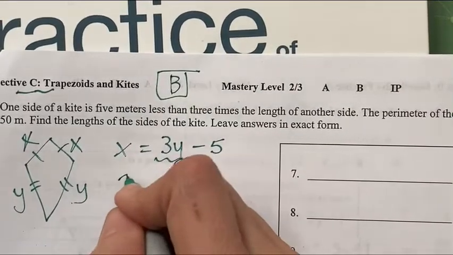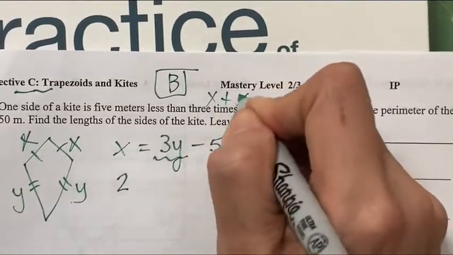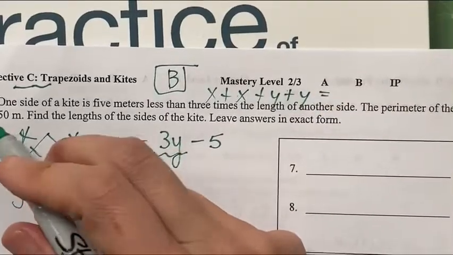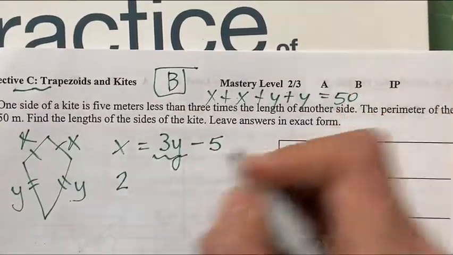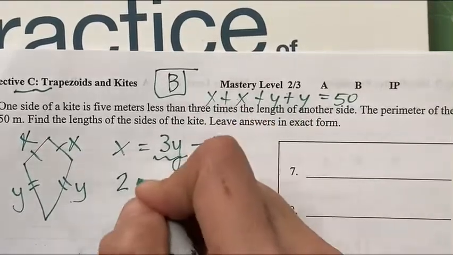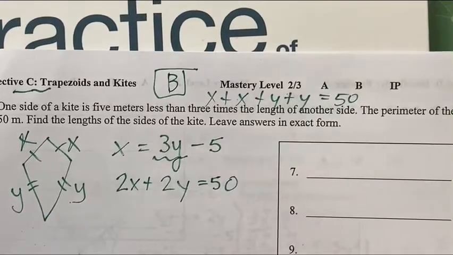Now what else? Well, we know that the perimeter would be x plus x, add up all 4 sides would equal the perimeter, and here the perimeter is 50. So in class, we found a shortcut. We can combine these two and combine these two and rewrite the equation like that.